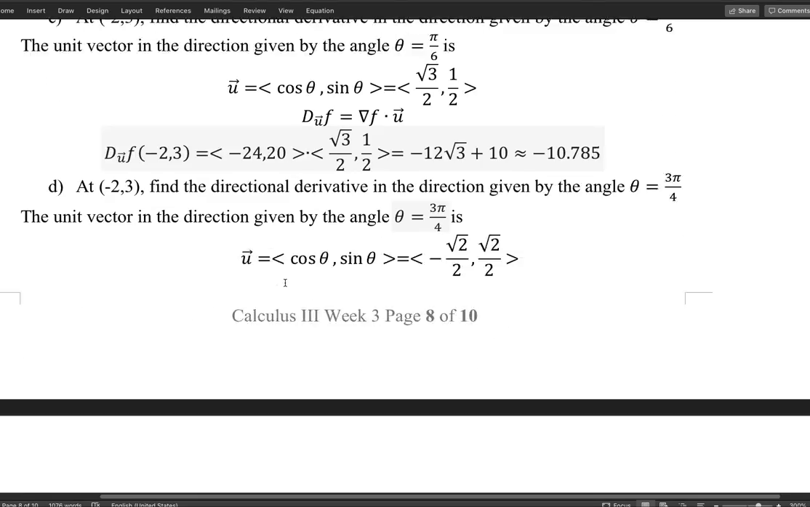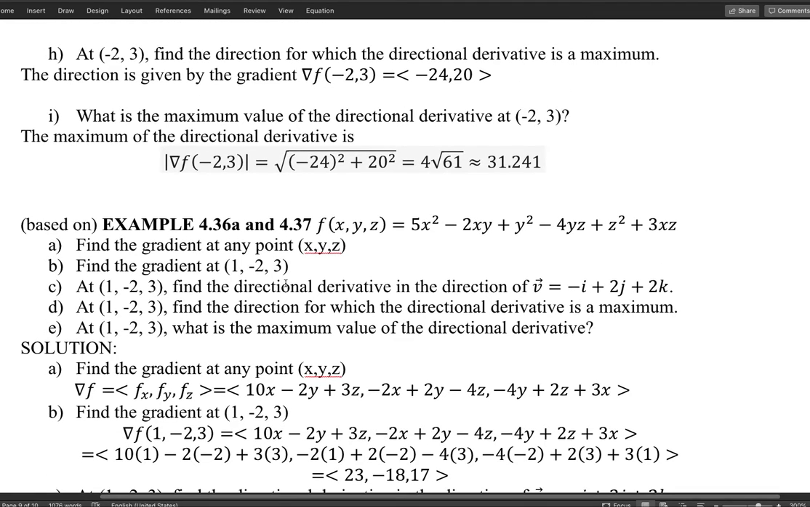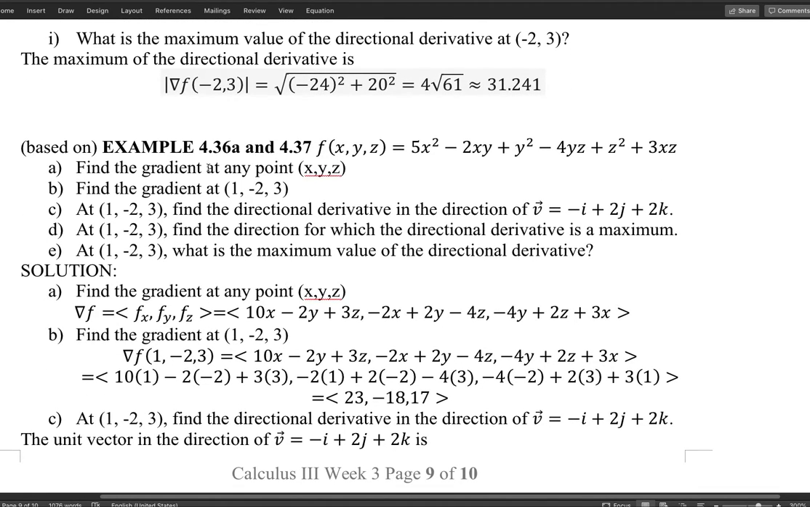So I'm moving to the three-dimensional case. And again, it is an example. Mostly I took it from the textbook. Somewhat it's two examples combined, and also I added a little more. Example 4.36a and 4.37. We are considering this function of three variables. And the first part is to find the gradient at any point. And also I just want to make sure that at any single point, there is a gradient. So at different points, there are different gradients.